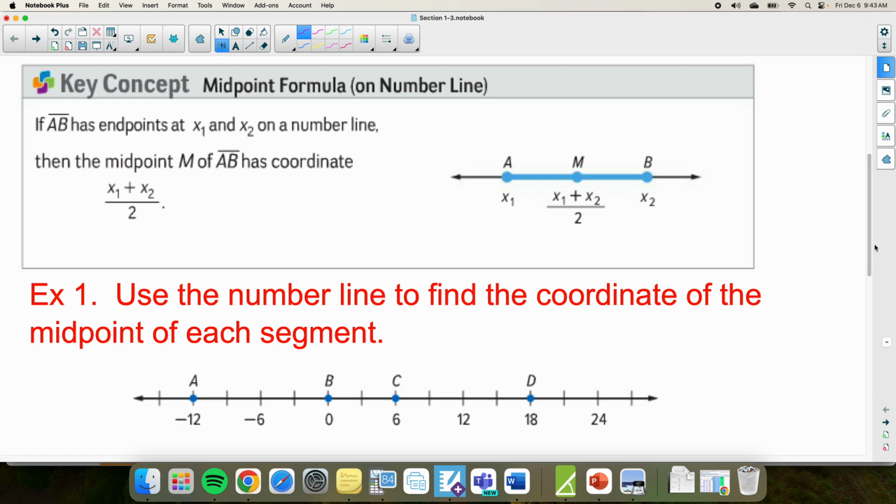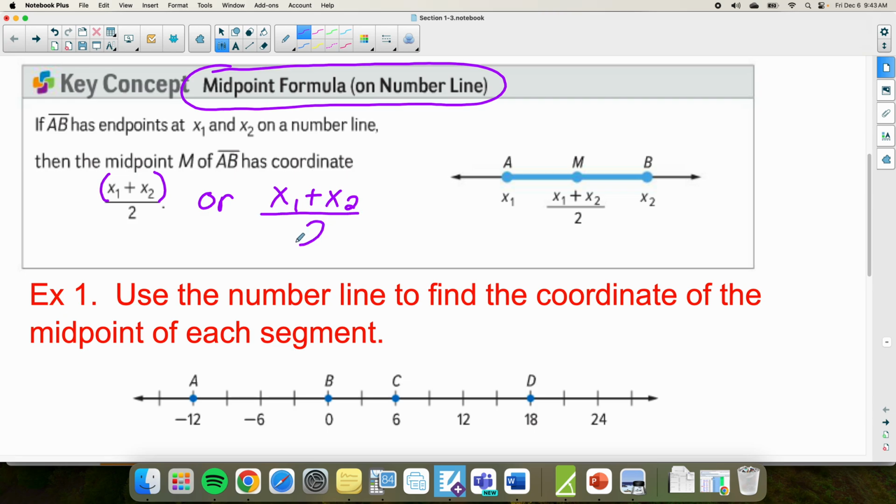Now the first thing we're going to learn today is how to find the midpoint on a number line. So if you have your notes out, what I want you guys to write down is this. And then this.